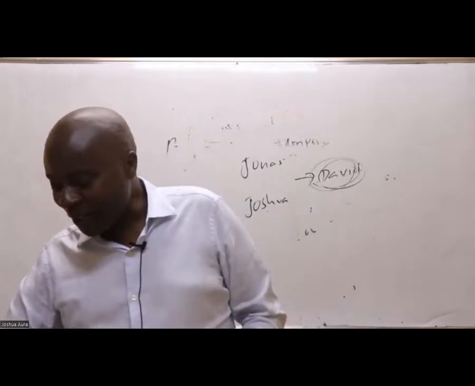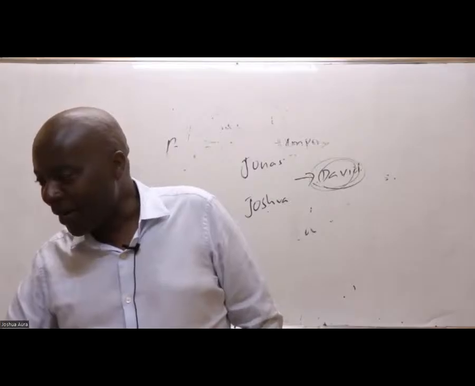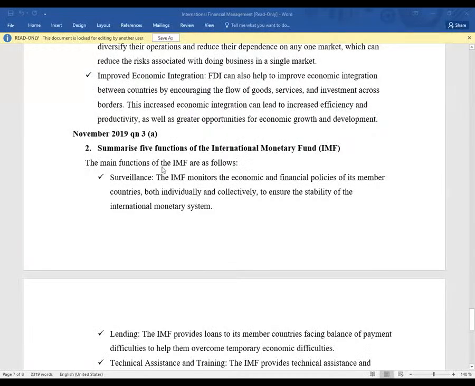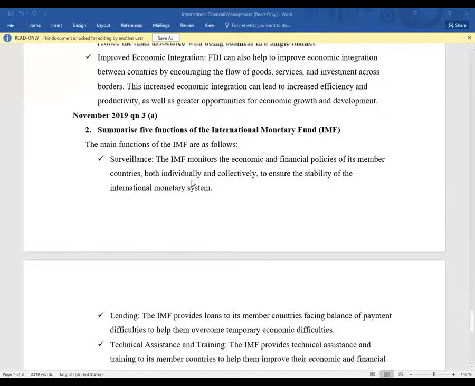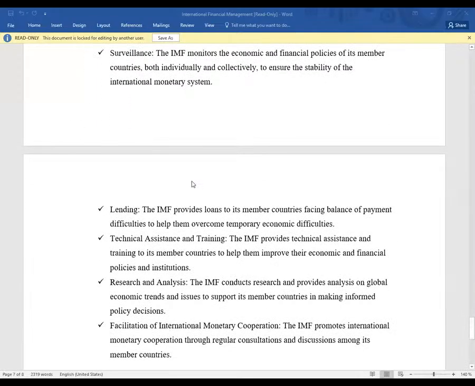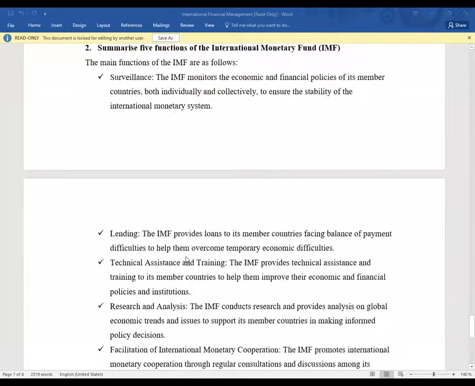Great. Thank you very much. Now we come back here. They wanted us to summarize five functions of the International Monetary Fund. International Monetary Fund, the IMF, there are things I will never ever forget. Lending, technical assistance and training, research and analysis, facilitation of international monetary cooperation, right?